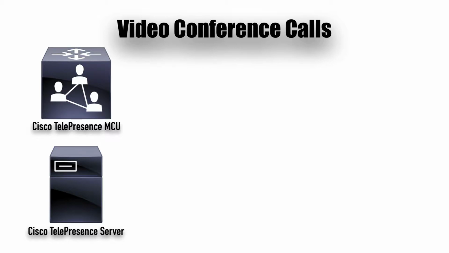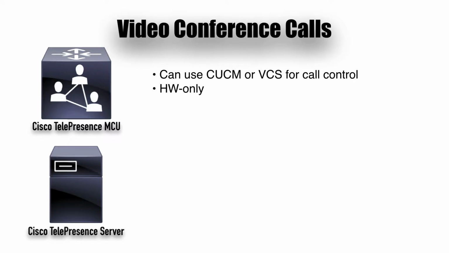Starting with the Cisco MCU, let's understand that the call control component of this video conference call, what gets the call set up and what makes participants join the call, that call control component can either be Cisco Unified Communications Manager, CUCM, or it could be the Video Communication Server, VCS. For example, if a company does not have a communications manager infrastructure for their IP telephony, they might have some other system, but they still want to use Cisco telepresence, they might have a VCS server instead of a Cisco Unified Communications Server. Now, the MCU is available in a hardware-only solution.